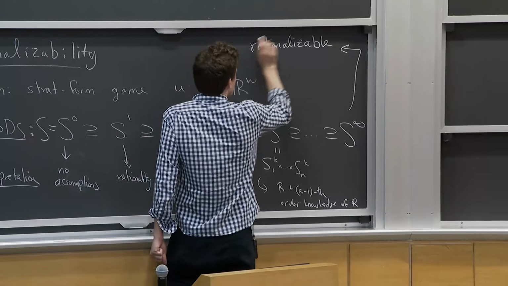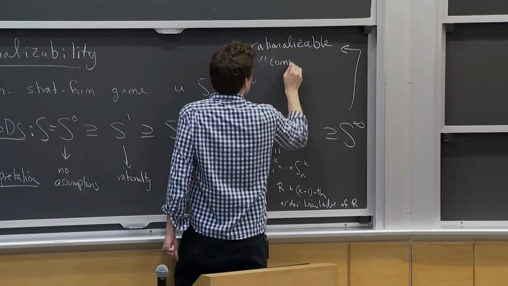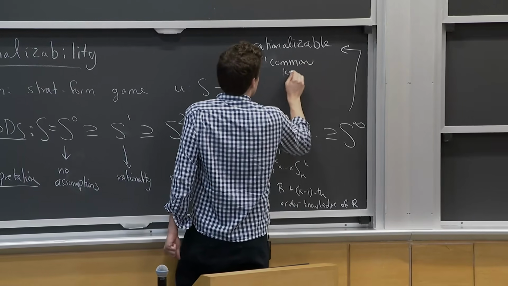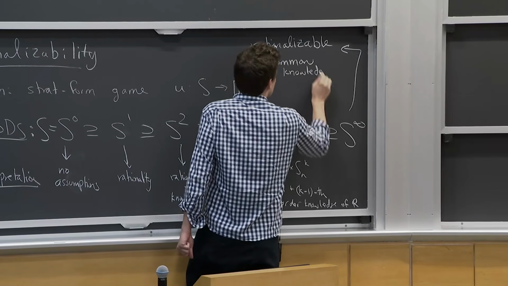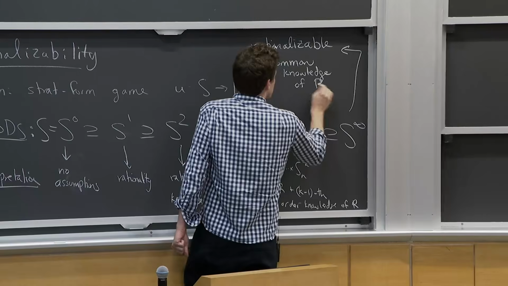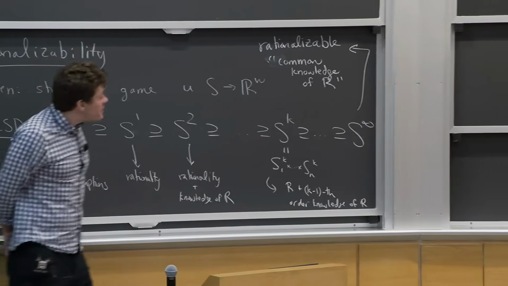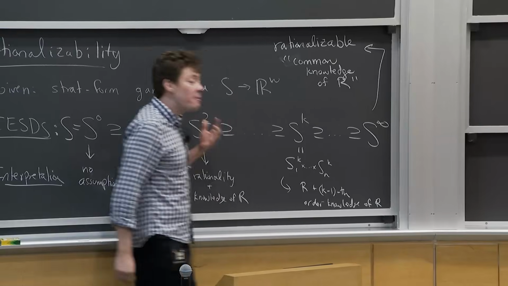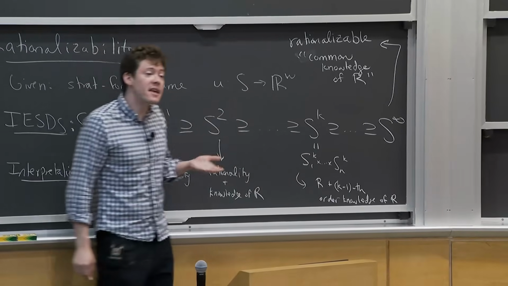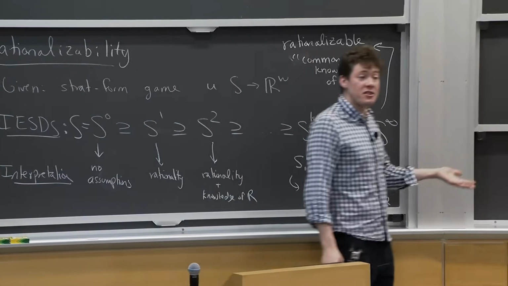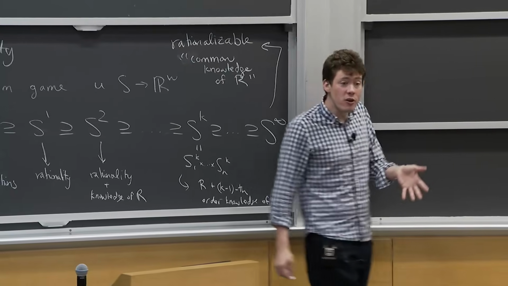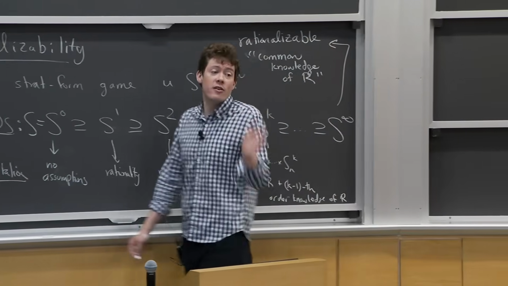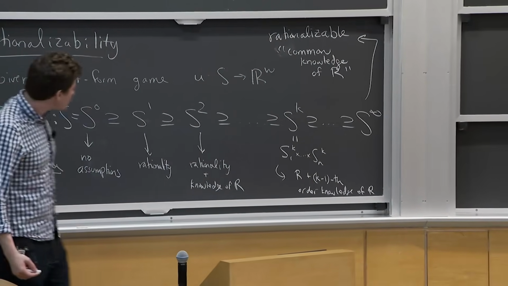So I'll write, let's write R. So rationalizable captures the idea that not only are the players rational, but they have common knowledge of rationality in the sense that they have kth order knowledge of rationality for any k. They have first order, second order, third order, fourth order, 100th order, and so on.